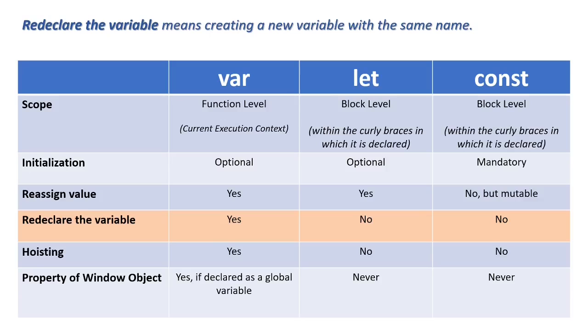Alright, so the next difference is redeclaring the variable, meaning creating a new variable with the same name and with the keyword var, let or const. So for var, if we redeclare the variable, there is no problem, we can do that definitely, but with let and const we cannot redeclare it once it is declared. Let's see how it looks in the code.